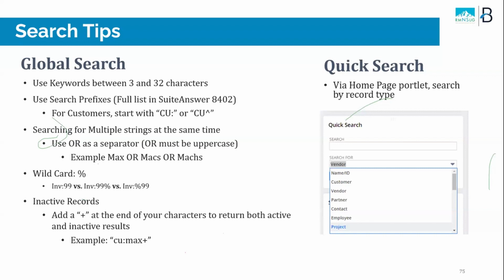Leverage your % sign as a wildcard. And then if you don't have that inactive checkbox that we just discussed on, by adding a plus at the end of it, that'll return both active and inactive results. And then you can also use the quick search in your homepage portlet. And so you could search for an item, but specifically call out the type of record that you're trying to search for.